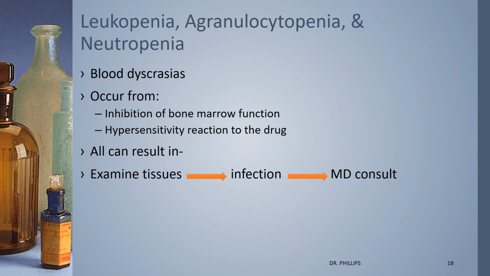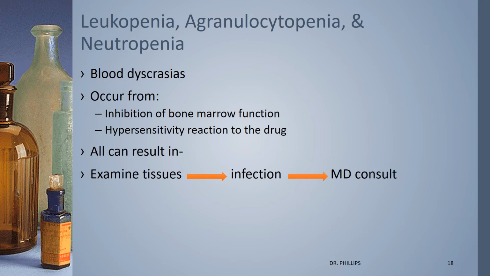Leukopenia, granulocytopenia, and neutropenia. Anytime you see the suffix P-E-N-I-A, penia, that typically means a decrease in or a reduction in. So leukopenia is a decrease in the number of white blood cells. A granulocytopenia is a decrease in the number of polymorphonuclear leukocytes. And then neutropenia is a decrease in the number of neutrophils.